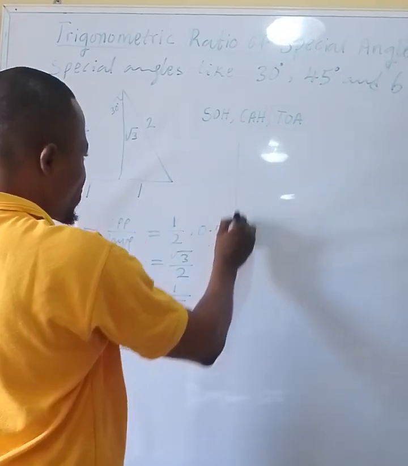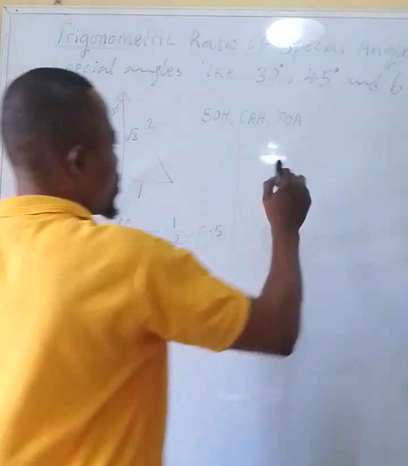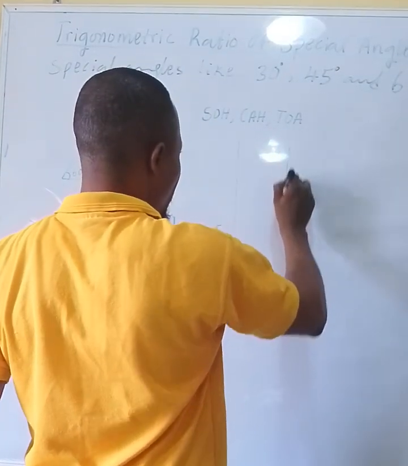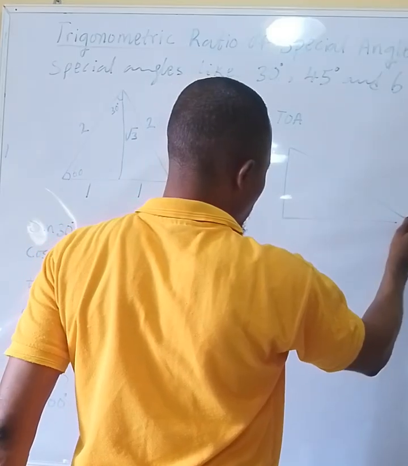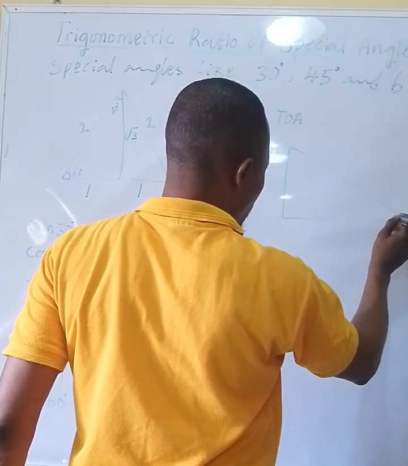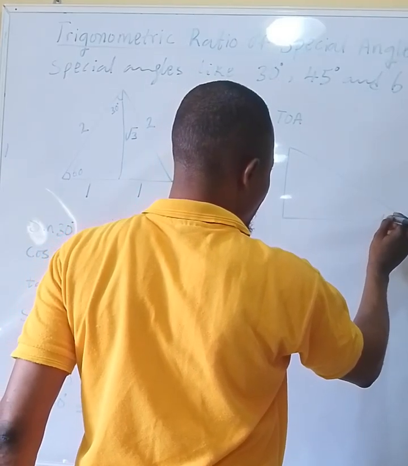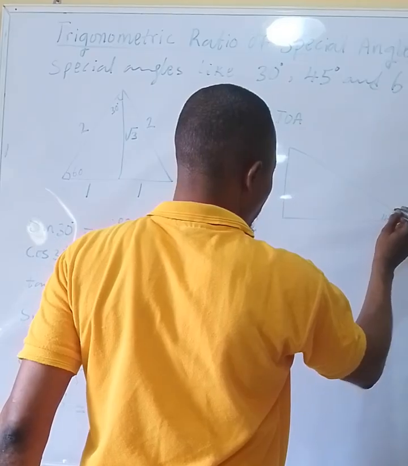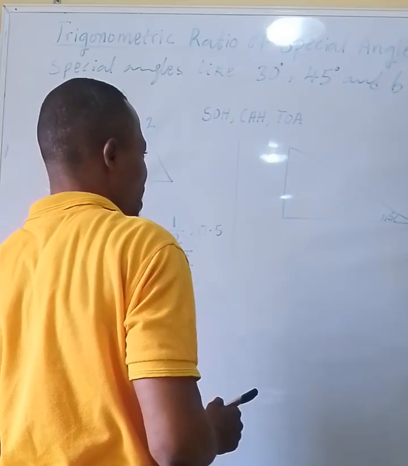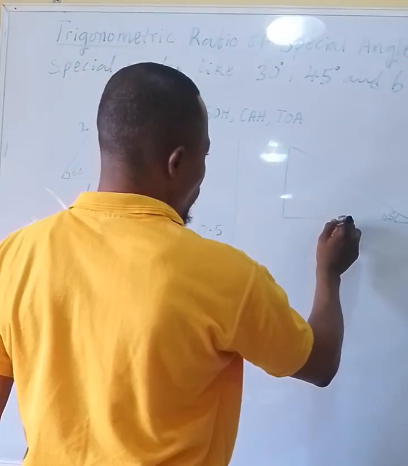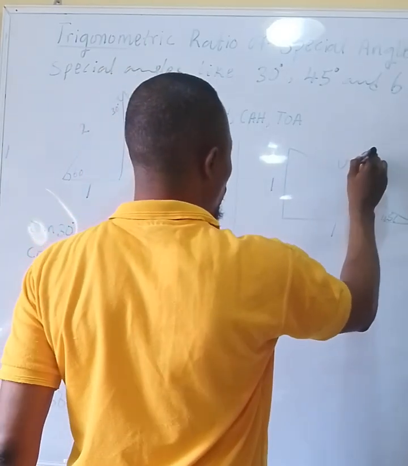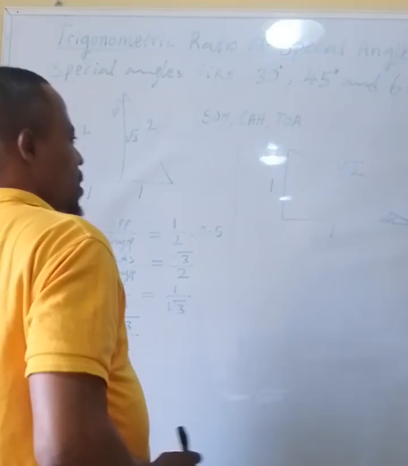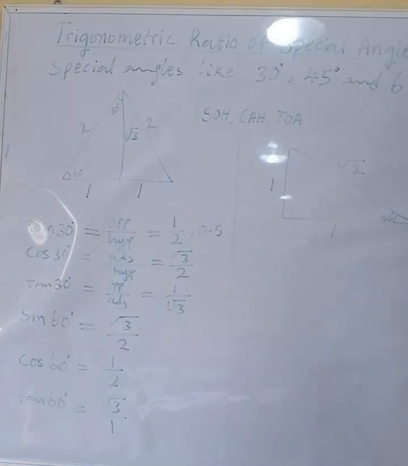Let's now solve for 45 degrees. We draw the angle for 45 degrees too. So this is the angle for 45 degrees. We have our 45 degrees like that. Are we together? This side will be 1, this side will be 1, and this side will be root 2. So that's our 45 degree.